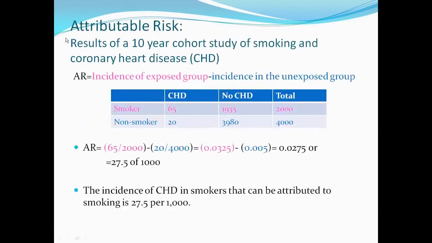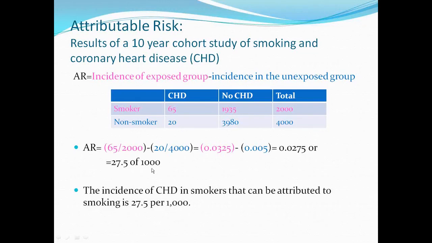And so if we want to look at an example of attributable risk, this is the result of a 10-year cohort study of smoking and coronary heart disease. This was an actual study. Researchers followed 6,000 participants, and at the end of their 10-year study, 65 of the smokers, the exposed group, had developed coronary heart disease, and 20 of the non-smokers developed coronary heart disease. So they calculated the incidence rate in the exposed group and the incidence rate in the unexposed group, and they subtracted them. And they came up with 27.5 of 1,000 people.